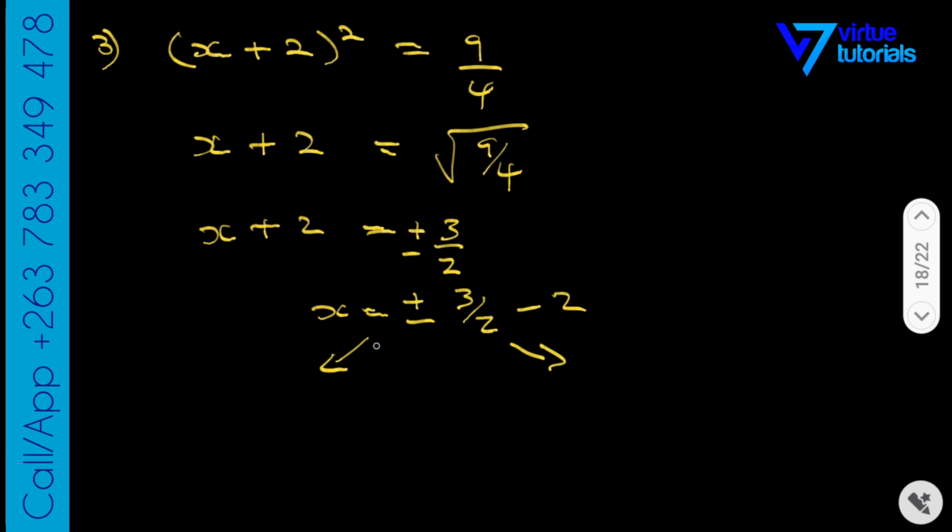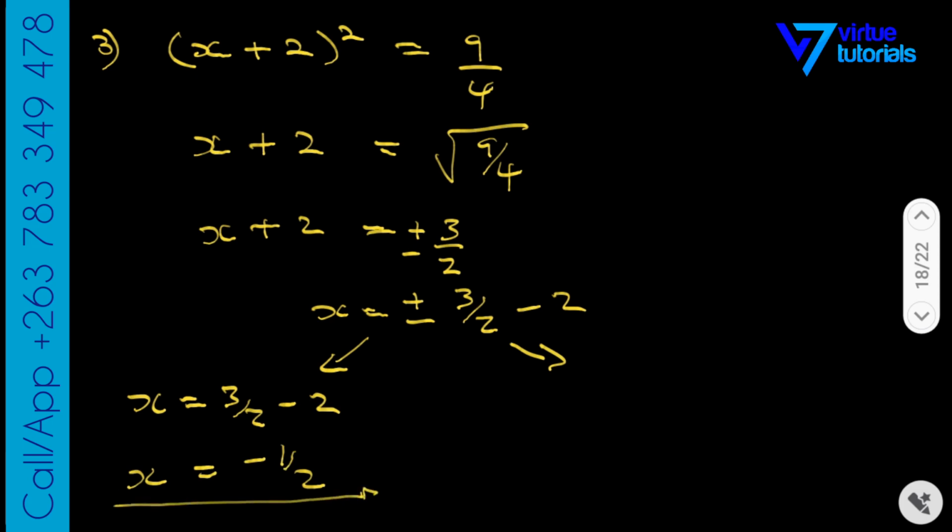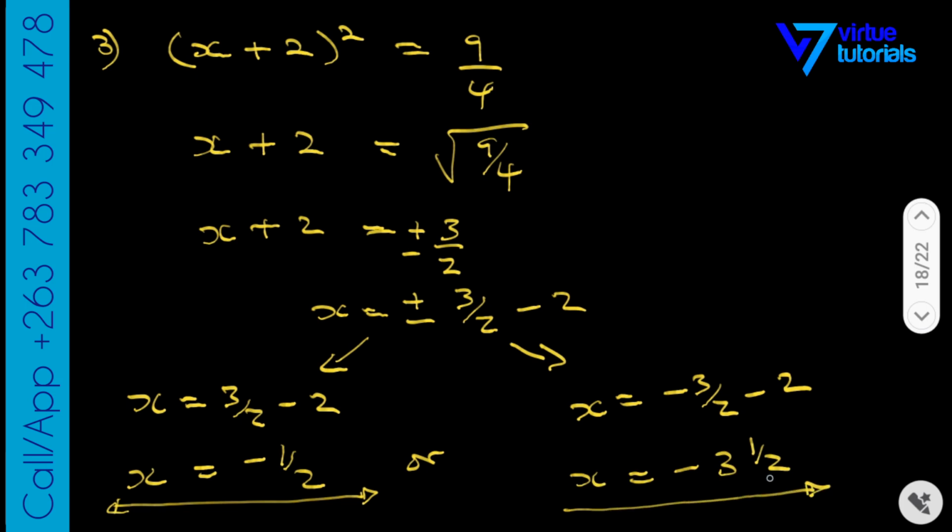We take a positive 3 over 2 and a negative 3 over 2. x = 3/2 − 2. So this will mean that x = −1/2 there. Or x = −3/2 − 2. That means x = −3.5, right? So these are both the solutions for that equation.